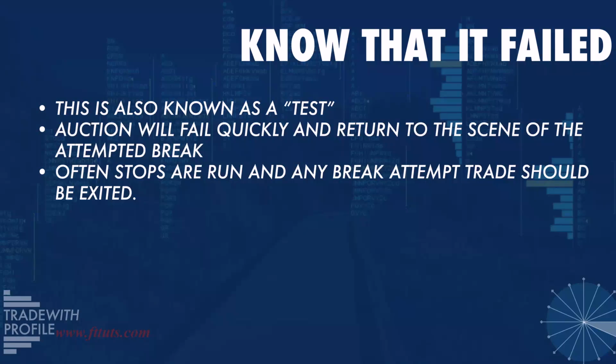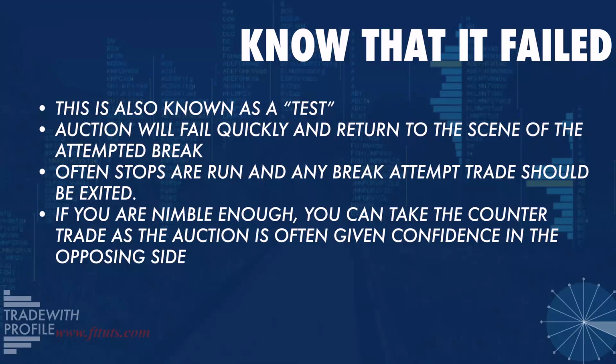Often when this happens, stops are run and any break attempt trade should be exited. So if you see this thing run back on you quickly, it's a clue, I've got to get out of the way. If you're nimble enough, you can actually take the counter trade, as the auction is often given confidence in the opposing direction. What do I mean by that?